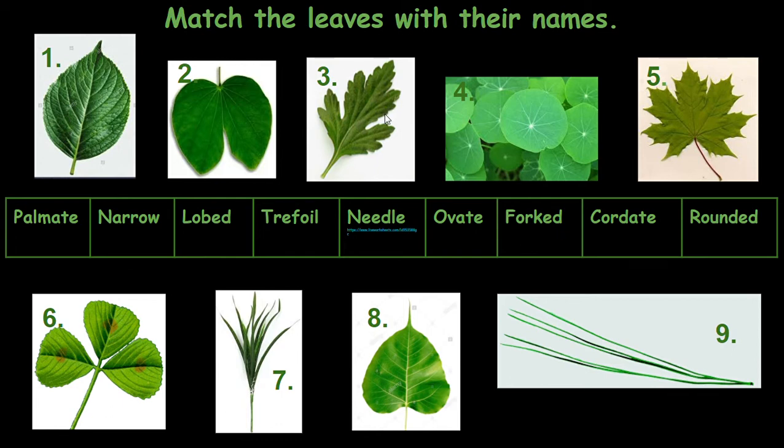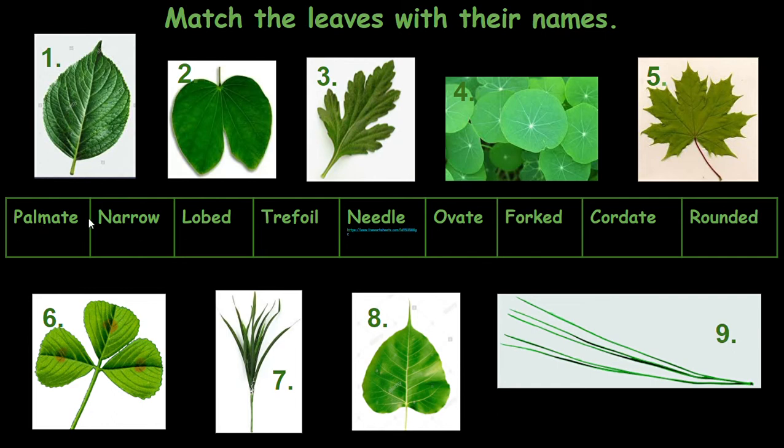And look at this leaf. What does it have? You're correct. It has lobes. That's why we call it a lobed leaf. And look at this leaf. Look at its shape. Look at its margin. It's round. So it is a rounded leaf. Now let's look at this number 5. What does it look like? Spread your palm. Yes, you are correct. It looks like our palm. So it's called a palmate leaf.